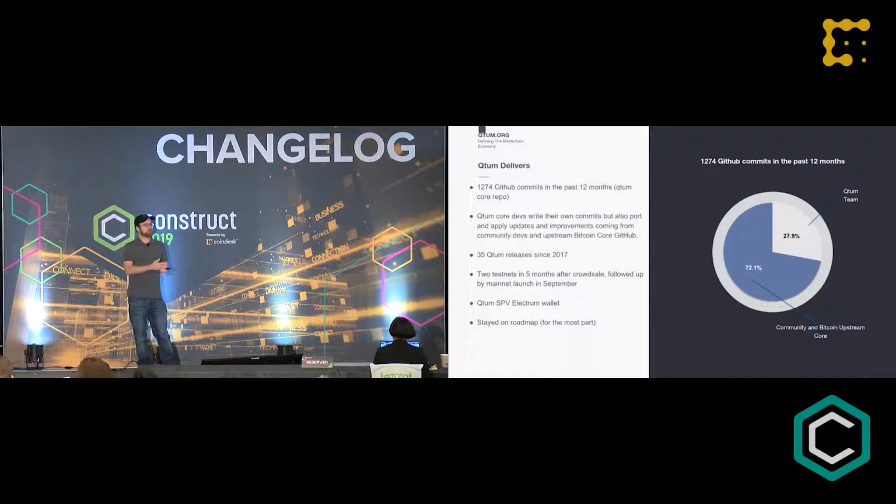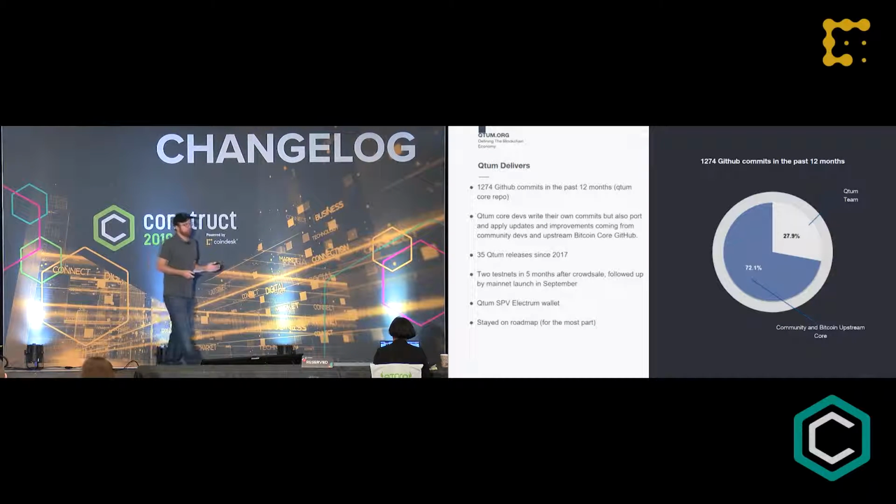So the crowd sale was in March of 2017. We launched in September of 2017, and just because we launched, we haven't just been sitting back. We've been making continual improvements on the Qtum core wallet, the core node that you use, but also, of course, the integrations and infrastructure around that, and making it easier to use, faster, and other improvements.